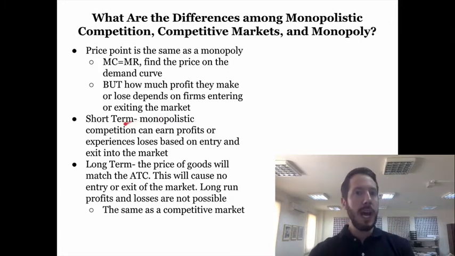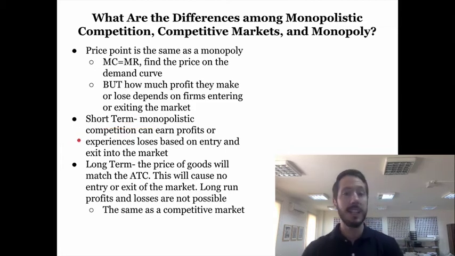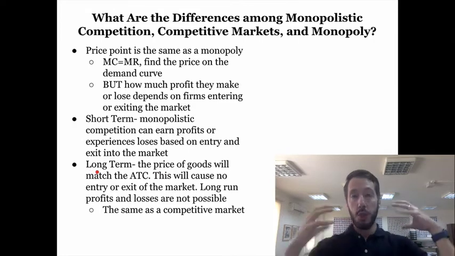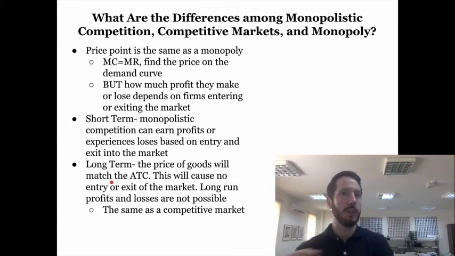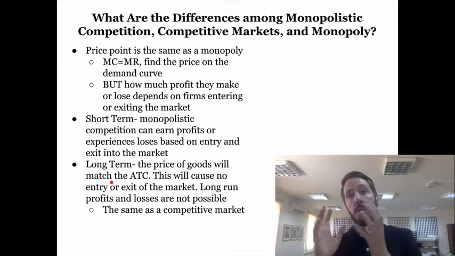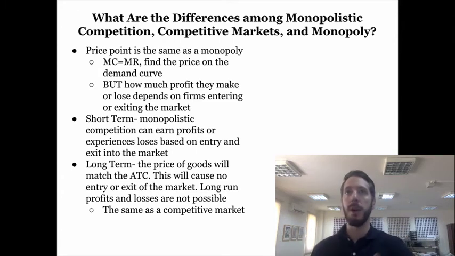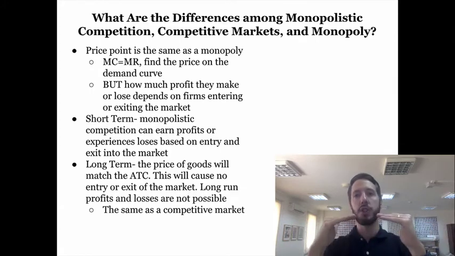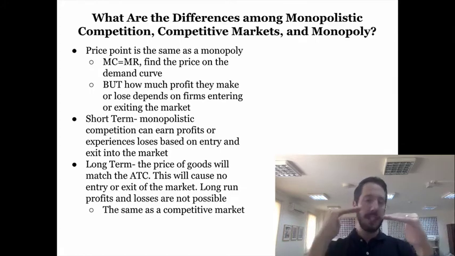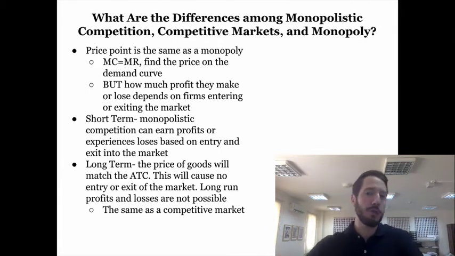In the short term, monopolistic competition can earn profits or losses based on that entry and exit, but in the long term, what you want as a firm is to have your price match your average total cost, so you're breaking even. This won't cause any firms to enter or exit the market, so you'll have stability and you can consistently say we will have this much revenue based on our total cost, so you can continue running the business. That's really what you want.